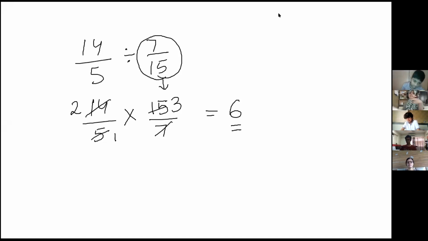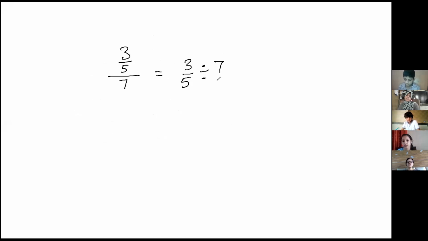Ma'am, can you write the question here? I'm writing the question. The question is written like this: 3 by 5 by 7. So this is actually 3 by 5 divided by 7. Now you can do this: 3 by 5 into 1 by 7, since 7 means 7 by 1. It is understood. So your answer is 3 by 35.